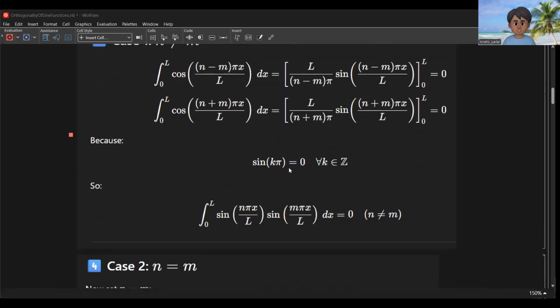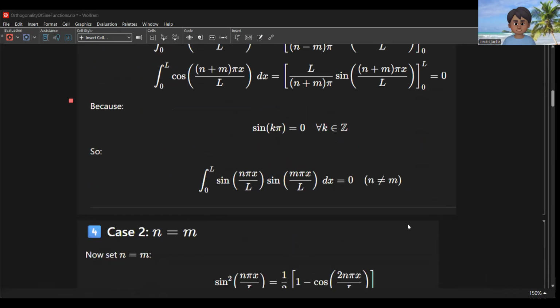Now because the sine of k pi is equal to 0 for every k, every element of the integers, this is equal to 0 for every integer. So the integral here is equal to 0 for n not equal to m.